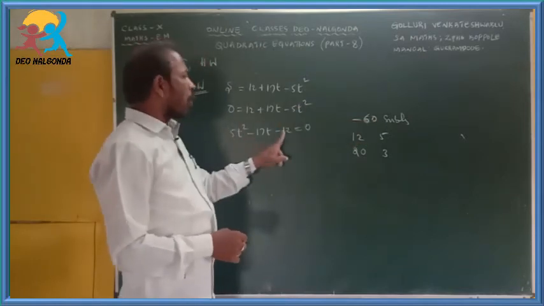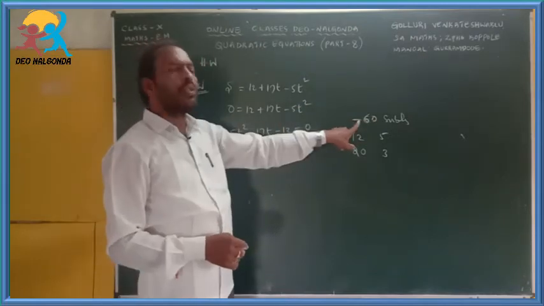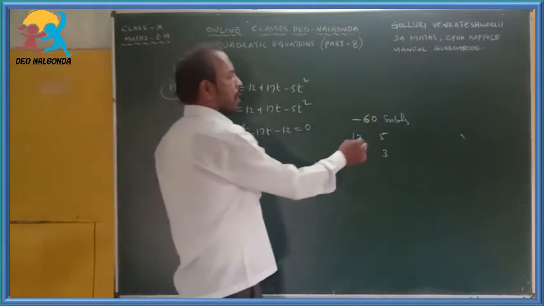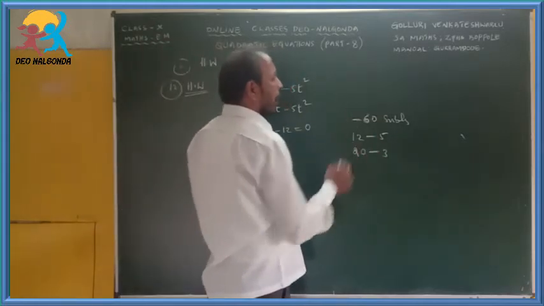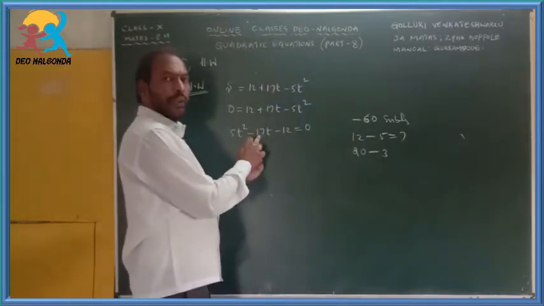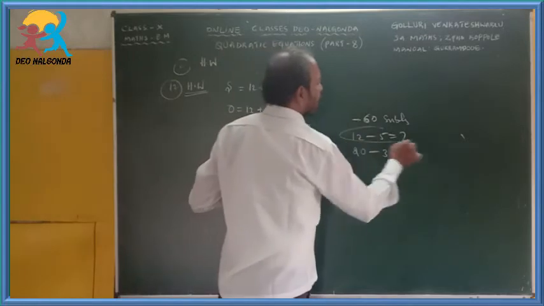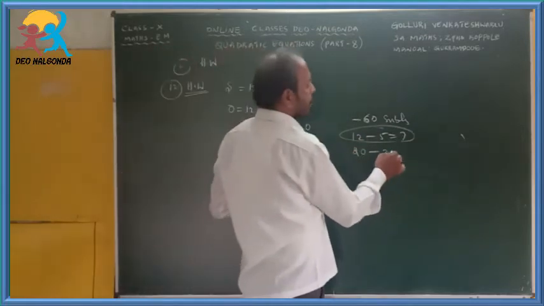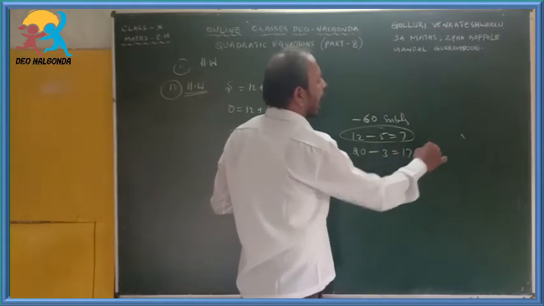Plus into minus, 12 fives are 60. The product of the t square coefficient and the constant has a negative sign, which means we need to subtract the given factors. 12 minus 5, or 20 minus 3. Here 12 minus 5 equals 7, which is not equal to the middle coefficient, so it is not acceptable. 12 minus 5 does not give 17. 20 minus 3 is equal to 17. Here it is the acceptable case.